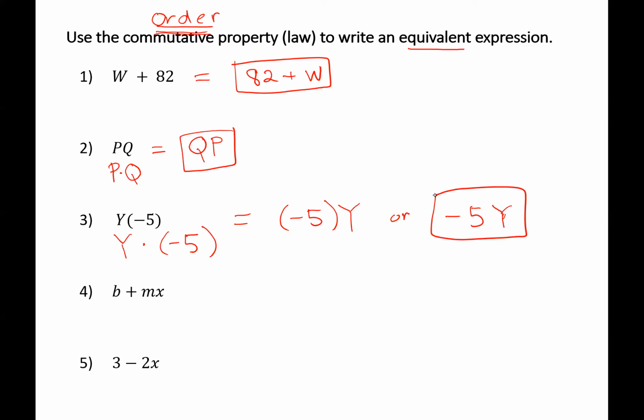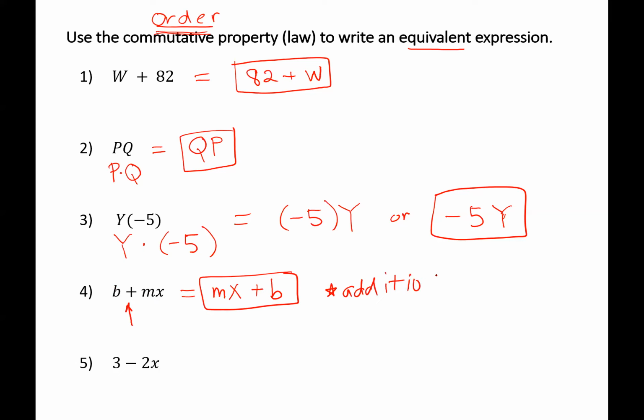Okay, number 4. b plus mx. Now this, you could really overthink, because there's multiplication as well as addition happening. I'm going to focus on the addition. The two terms being added are b and mx. So let's switch the order of those two terms. Instead of writing b plus mx, I will write mx plus b. So I've actually used the commutative property of addition here.